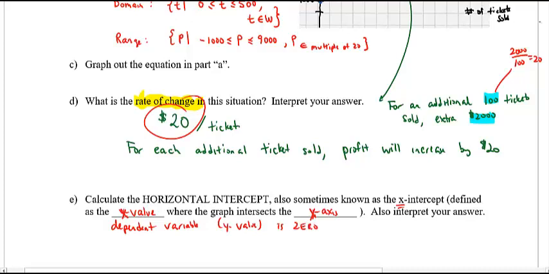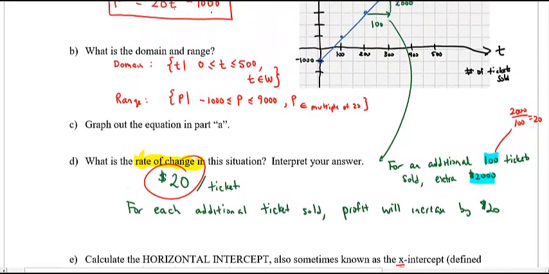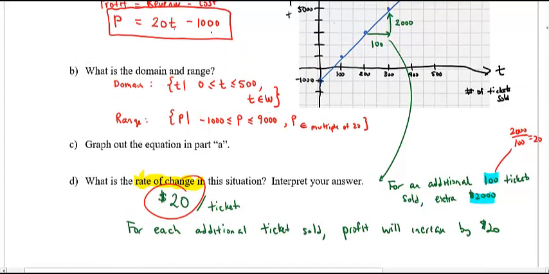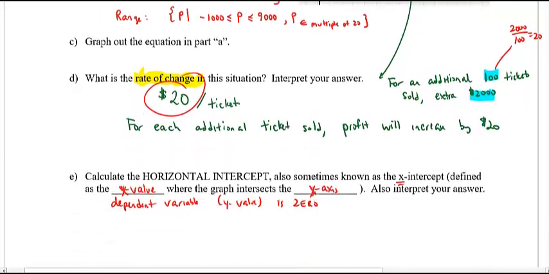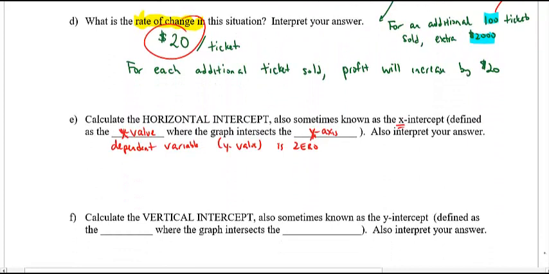So if I look at the graph, where is it equal to 0? Where does it cross the t-axis? Right above there. And I can visualize that and say probably 50 tickets. Okay. So from the graph, the answer here is 50 tickets.